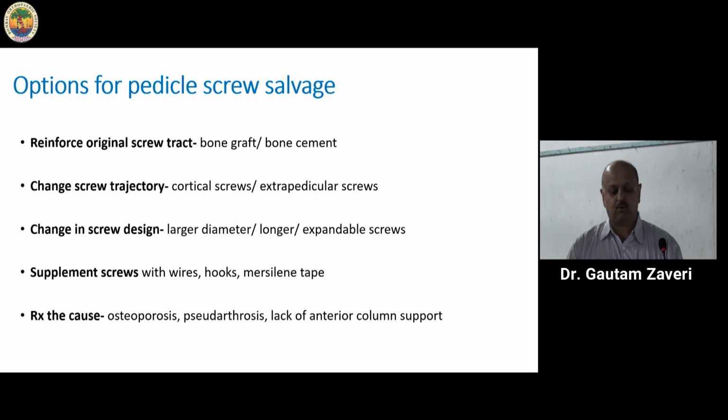So finally, to conclude, what are your options when you land up in a problem with loosening of screws? Very simply, reinforce the original pedicle screw tract. If that doesn't work, change your screw trajectory. If still that is not possible, then you can attempt to change the screw design. You can also supplement screws with other implant systems. And remember again, treat the cause. Without treating the cause, you will again have loosening of your implant if you've not done a proper job.